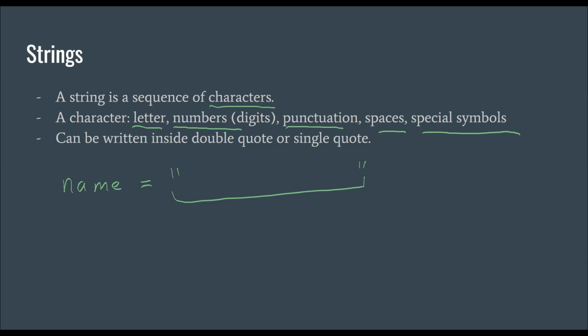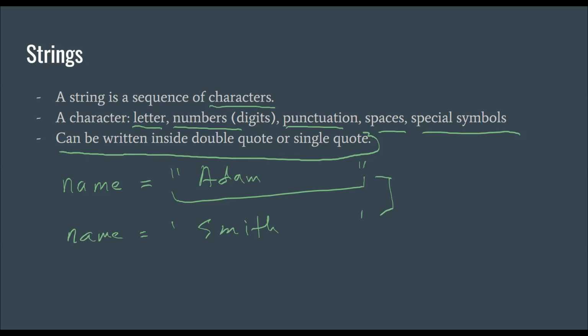An example of this is "Adam". Also, as an important note, in Python a string can be written inside double quotes or single quotes. So you can create another string by using single quotes instead of double quotes, and you can put anything there as well. Both of these are totally equivalent. Both of these methods will result in a string.